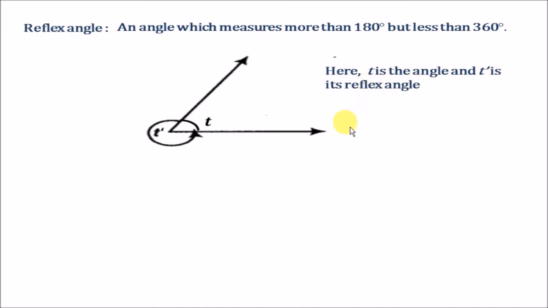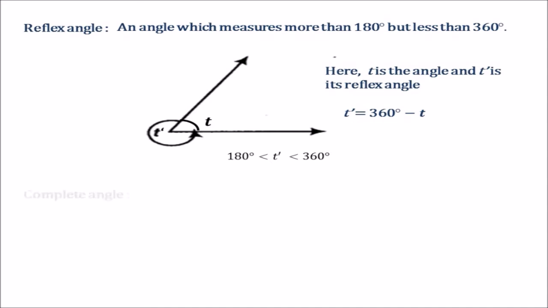We can calculate reflex angle using this formula. Considering T to be the angle, the reflex angle T dash will be equal to 360 degree minus T. The range of reflex angle is between a straight angle and a complete angle. That means a reflex angle will be greater than 180 degree but less than 360 degree.